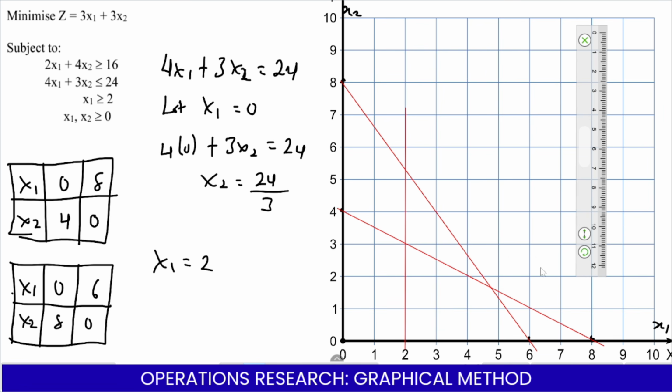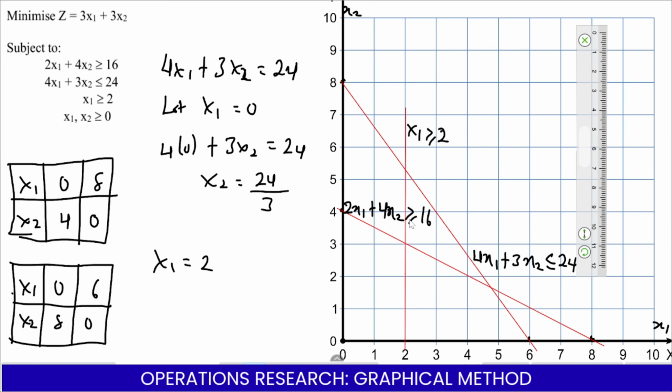Now let us find the areas. Okay, so the line through 4 and 8 is our first constraint. So this is 2x1 plus 4x2 greater than or equal to 16. And then this is our third constraint, x1 greater than or equal to 2. And then this is our second constraint, that's 4x1 plus 3x2 less than or equal to 24. All right, so let's look at the directions for each line.